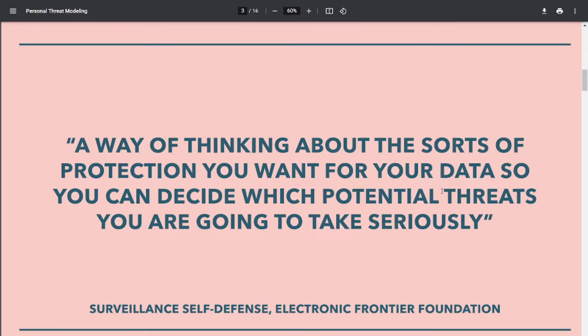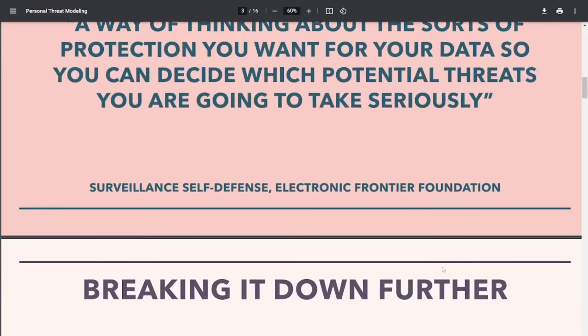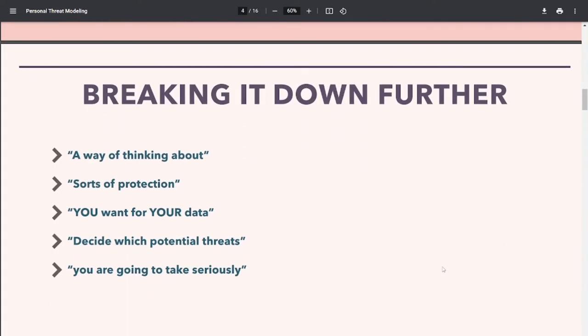It's a way of thinking about the sorts of protection you want for your data so you can decide which potential threats you are going to take seriously. And I'm going to break that down some more. So it's a way of thinking about. So this is your paradigm. This is the lens that you're looking through your life at when you're doing a threat model. And it's the sorts of protection. So now we're talking about objects or things that are in your life that you're looking at through the security lens. And then it says you want for your data.